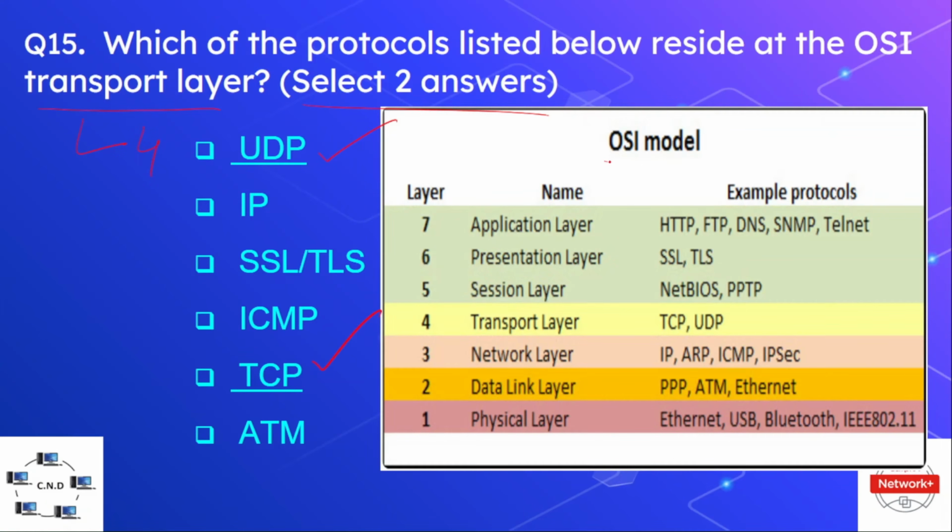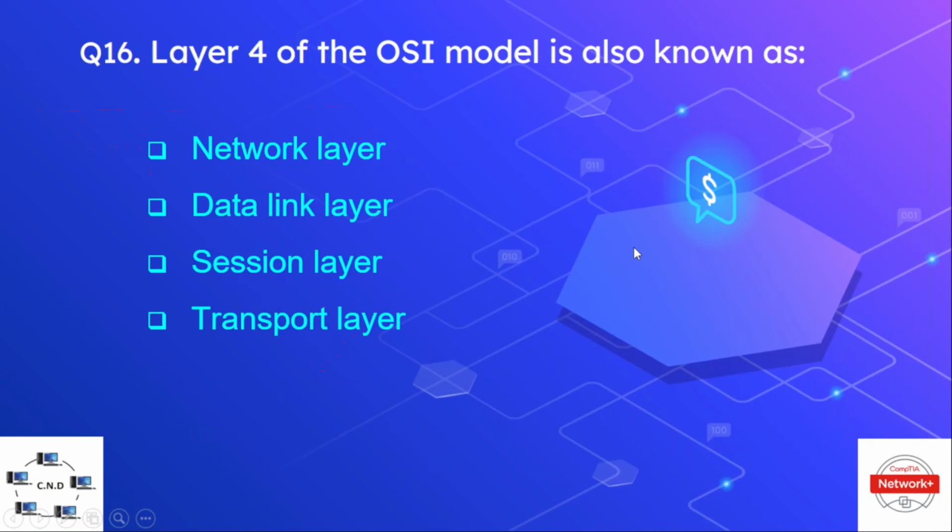And this is the visual I was talking about. Here in this picture we can see the layers, their corresponding numbers, and the popular protocols that work at each layer. We were talking about layer 4 or the transport layer, so these two protocols TCP and UDP work at the transport layer. Layer 4 of the OSI model is also known as, as we already studied, the transport layer.